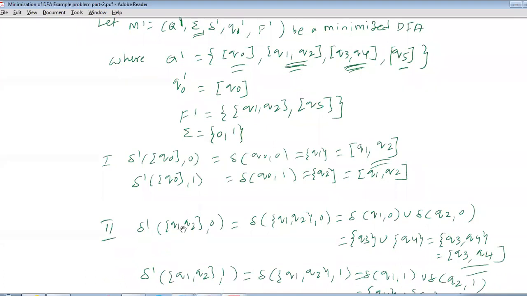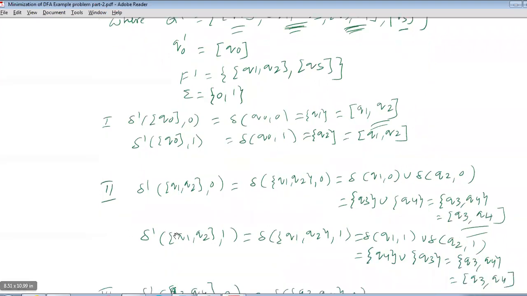Similarly, for the second state, that is Q1 Q2 on 0, delta dash of Q1 Q2 on 0 equal to delta of Q1 comma Q2 on 0. So here two states are there with one input. You can apply union rule. So this can be written as delta of Q1 on 0 union delta of Q2 on 0. Then you can substitute the transitions from the given DFA. Then you will get delta of Q1 on 0 equal to Q3 union delta of Q2 on 0 equal to Q4. Then you can combine these two, you will get Q3 comma Q4. Yes, this state Q3 comma Q4 exists in Q dash directly. So Q3 comma Q4, let us keep as it is.